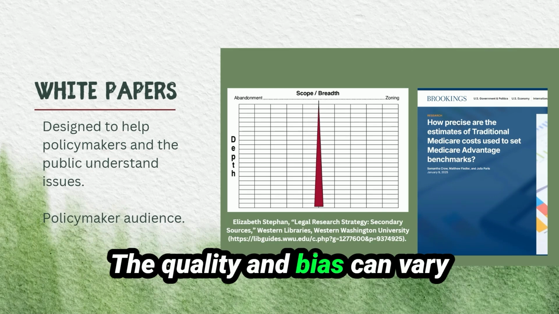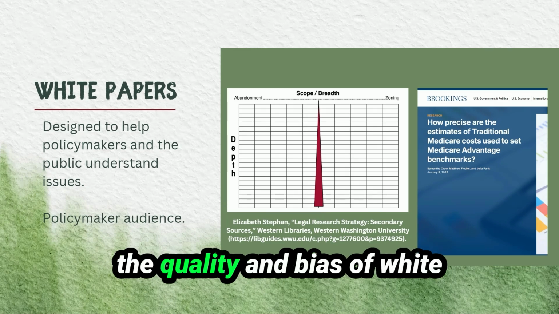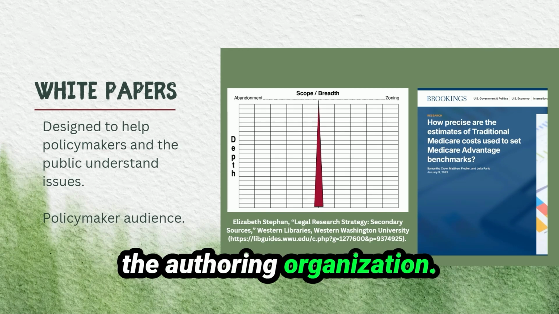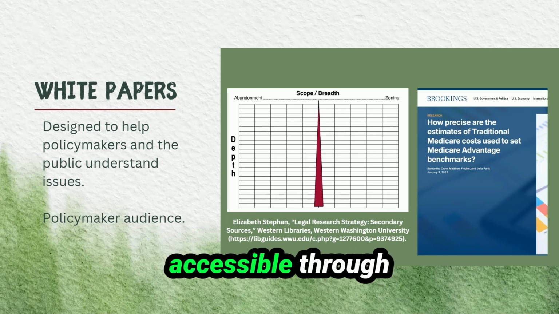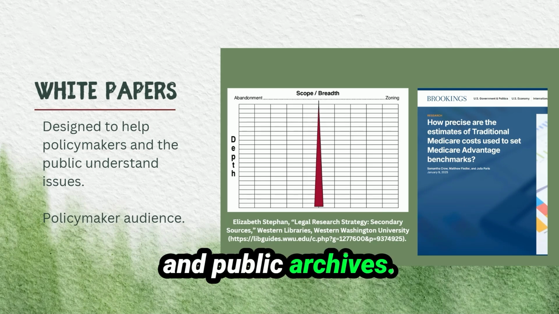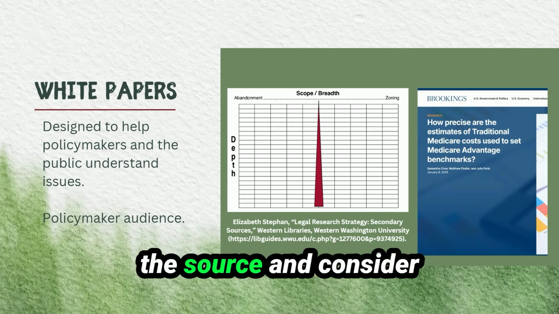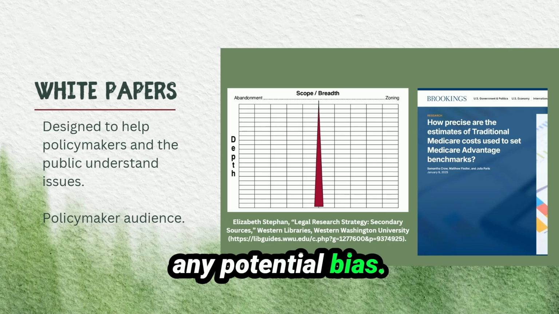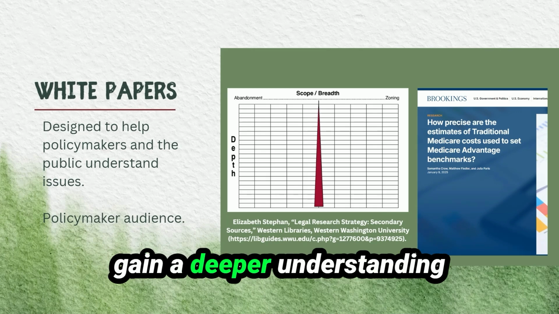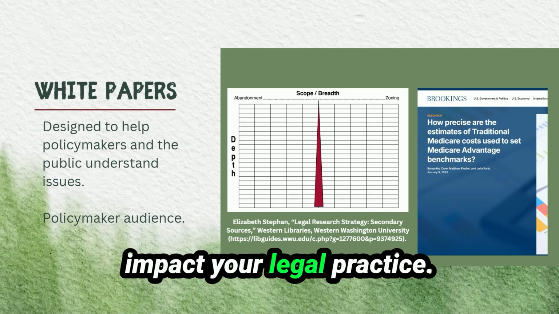The quality and bias of white papers can vary widely depending on the authoring organization. White papers are widely accessible through organizational websites, legal databases, and public archives. When using them, always evaluate the credibility of the source and consider any potential bias. By incorporating white papers into your research, you can gain a deeper understanding of policy issues and identify trends that may impact your legal practice.